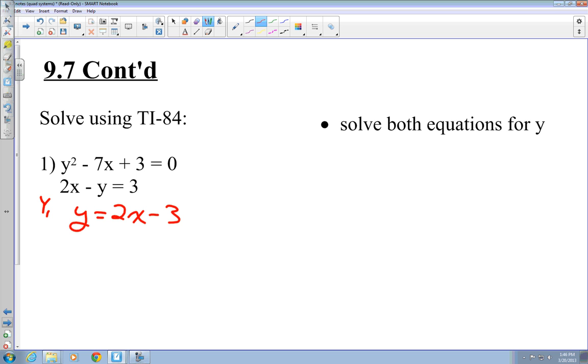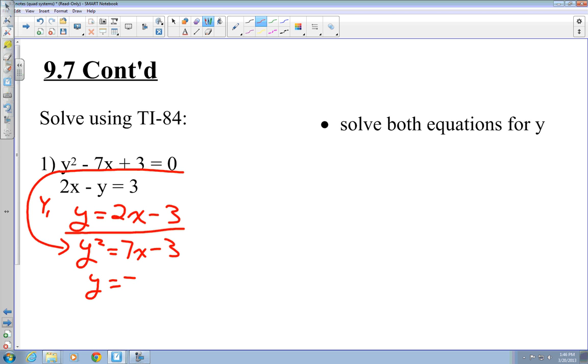Now, let's look at the second one. When you have a y squared, it gets a little bit tricky when I solve for y. So let's look at this one down here. I get y squared equals 7x minus 3. Well, I want just y because I can't enter y squared in my calculator. So y equals, now I have to consider both the positive and the negative of the square root of 7x minus 3.